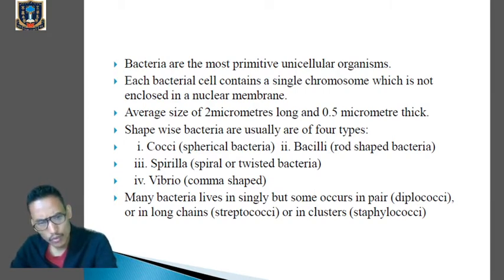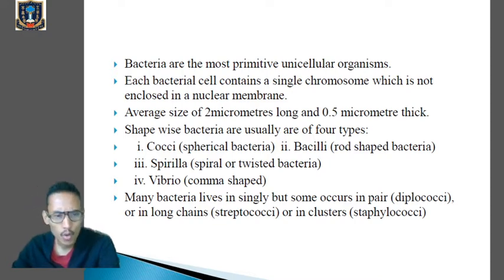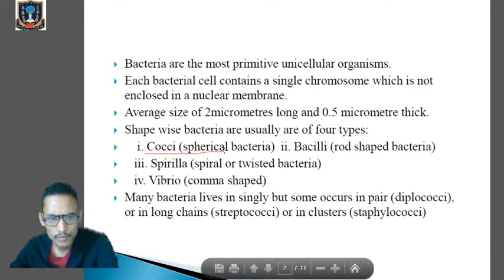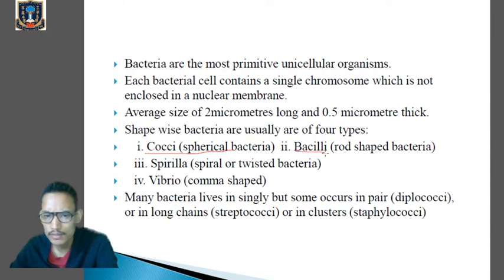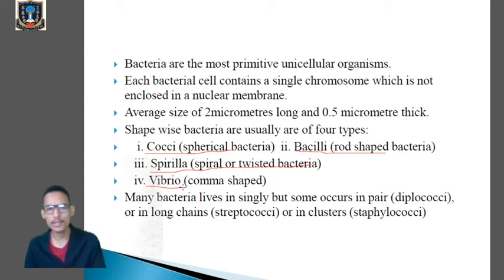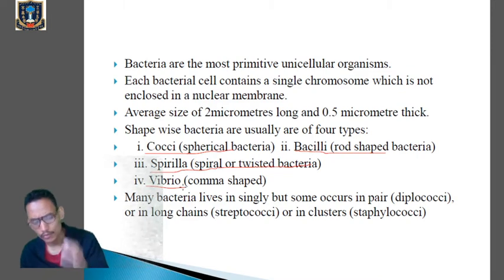Shape wise, we have got four types of bacteria. Cocci or coccus, the shape is spherical. Bacilli or bacillus, the shape is rod shaped. Spirilla, spiral or twisted bacteria. And Vibrio, the comma shaped bacteria. So remember this one. According to the shape, there are four types of bacteria. Cocci, spherical. Then bacilli, rod shaped. Spirilla is twisted or spiral. Then vibrio, comma shaped bacteria. So these are the different types of bacteria according to their shape.